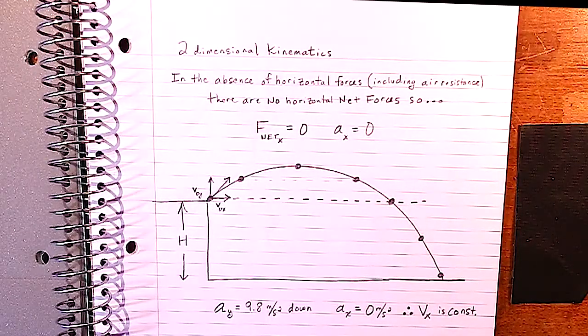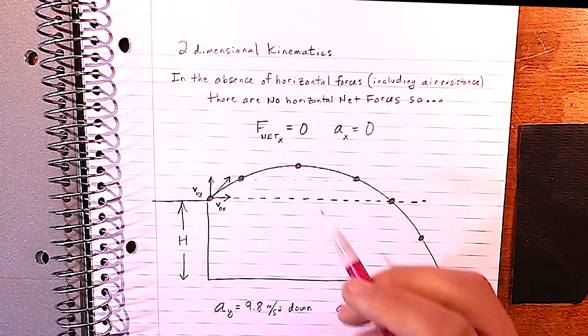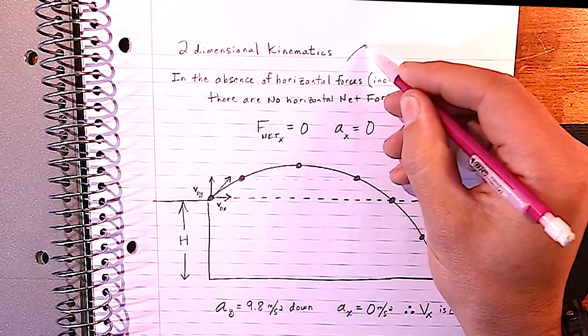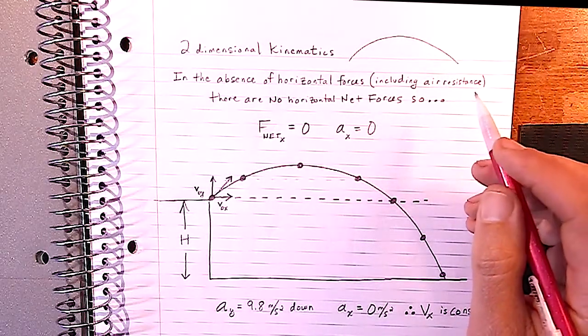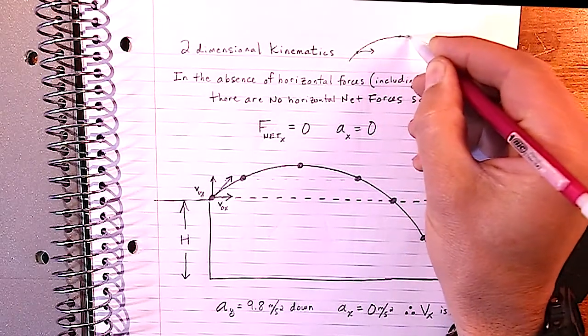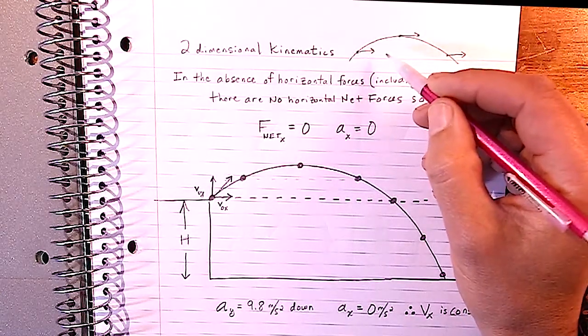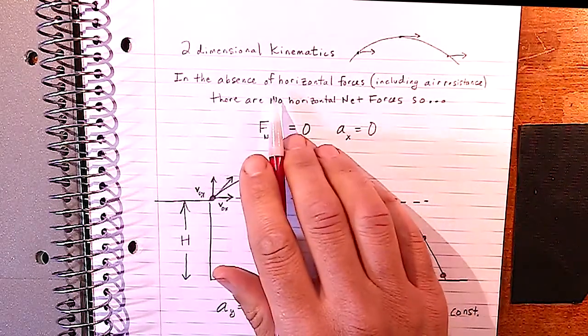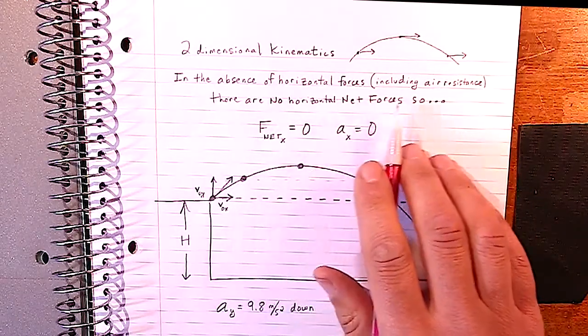Two-dimensional kinematics. One of the most important parts of understanding how to solve these problems is taking into account what's happening in the horizontal direction. As a projectile travels through the air, and we say it's traveling through the air, but in actuality we are ignoring air resistance, the horizontal component of velocity doesn't change. The reason is that there are no horizontal forces acting on it.